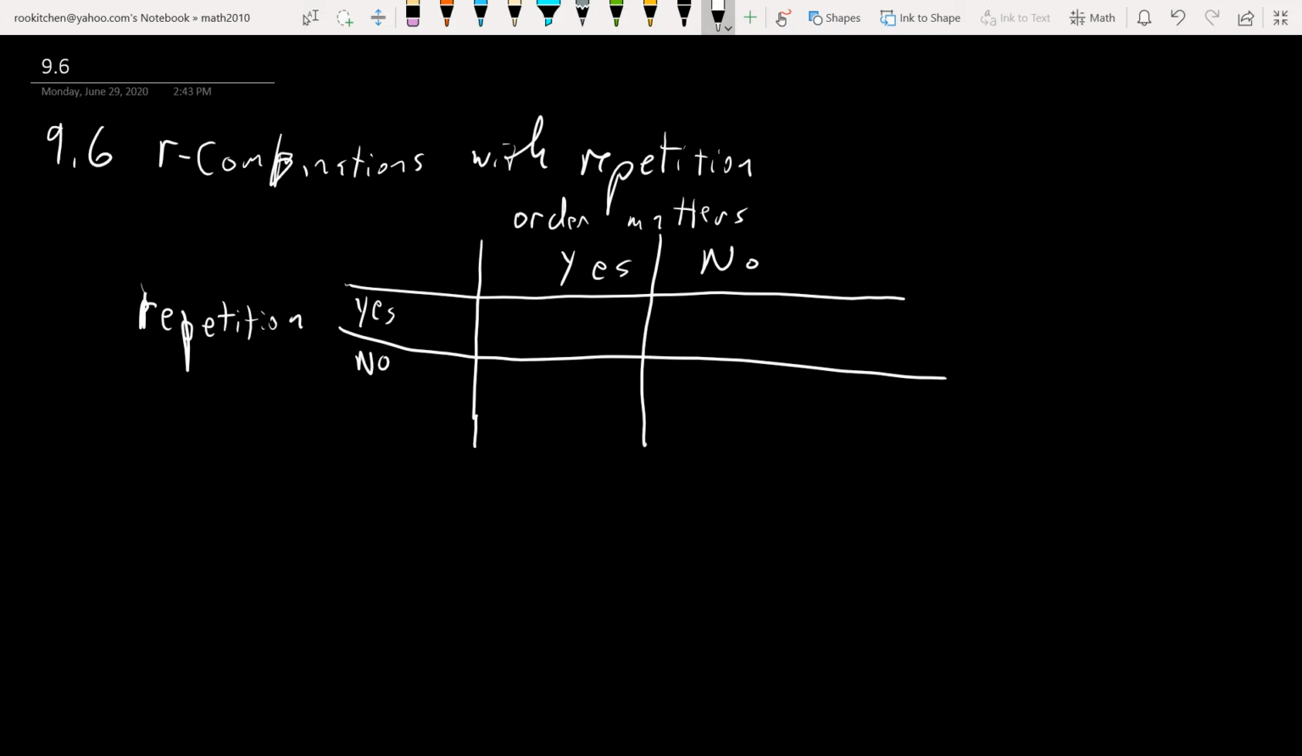Okay. So when order matters and there's no repetition, that's the permutation type. So R permutations. In other words, we have the formula P(n, R). Okay. When order doesn't matter, and there's also no repetition, that's the combination, R combinations. Okay, so C(n, R).